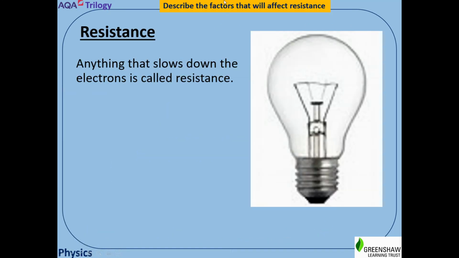So, resistance, and we need to describe the factors that will affect resistance. In outline, anything that slows down electrons is called resistance. Can you write that down? Then we need to think about what else in a normal circuit is affecting this, and what is going to slow those electrons down. Squeezing through a thin wire is going to slow them down more than being able to flow in many different streams through a thick wire.